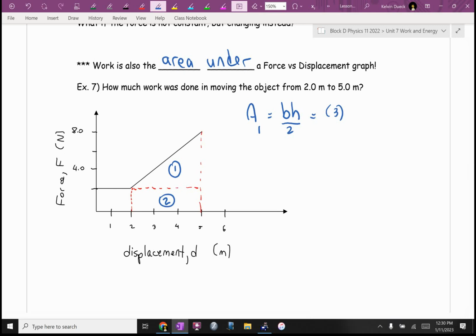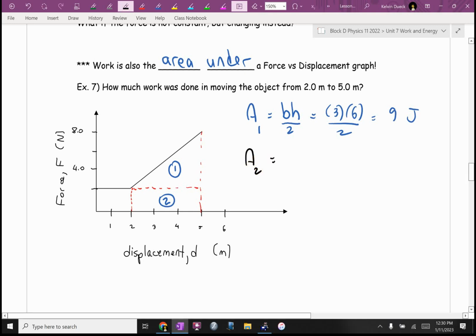Either in your head or use a calculator. I don't care. So it's 3 times 6 divided by 2. 9? Yeah? And that would be joules. Then I would find area 2. What's the area of a rectangle? Length times width.